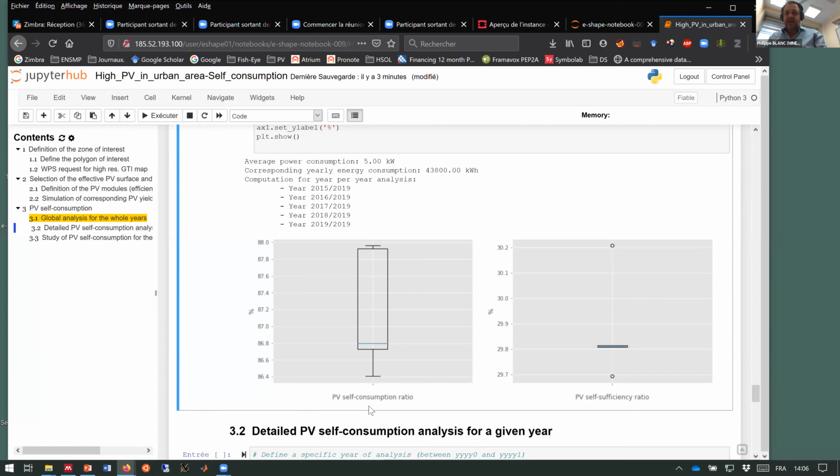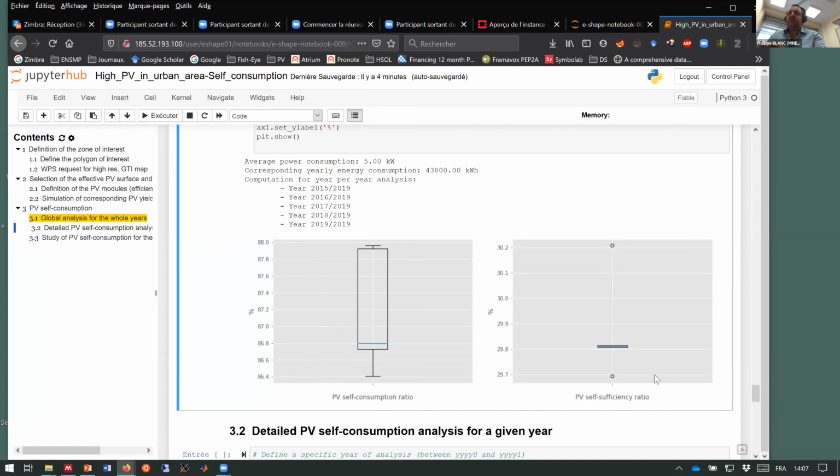So here I can see that it's very stable, because there is less than 2% of difference from year to year. And I have a self-consumption ratio of approximately 87%. So 87% of my PV production is indeed consumed by my building.